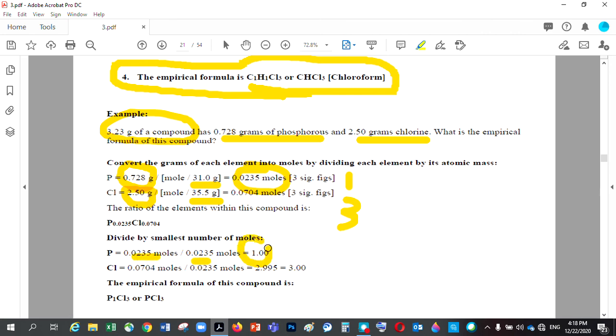This is 1. And this one here, take this one divided by the least, you get 2.99, which is really 3. And this is the empirical formula of this compound, P1Cl3. So let's go further.